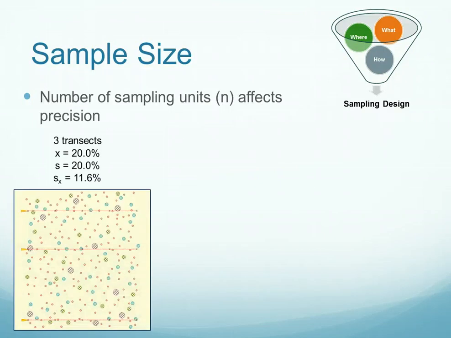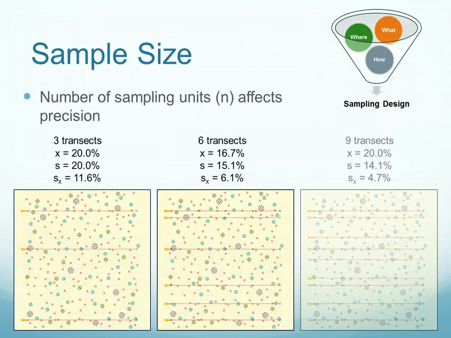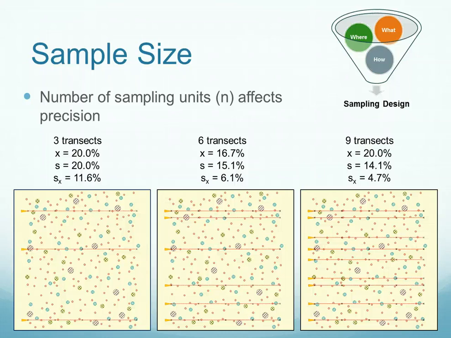Now, sample size is a very important component of all sampling designs. We see that in general, if we increase our sample size, in this example, we're going from 3 transects to 6 to 9, we decrease the standard deviations and the standard errors, and so we have better precision.